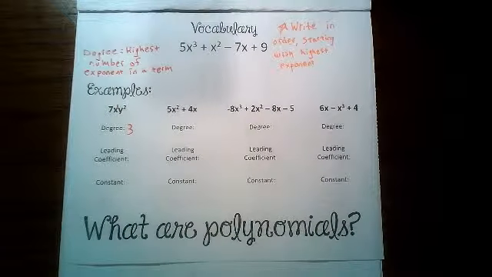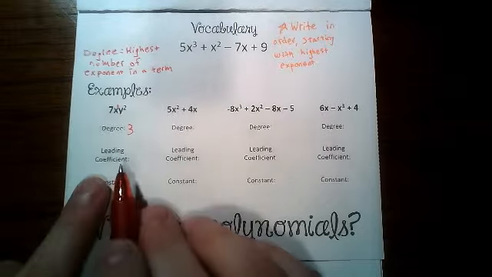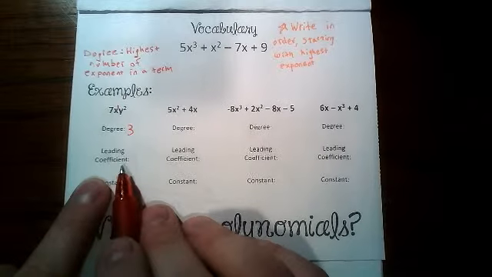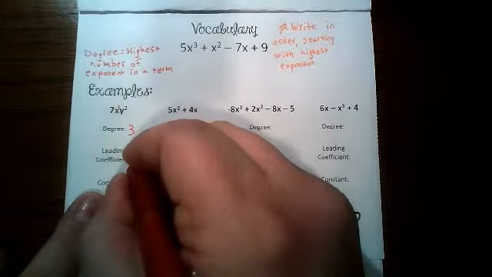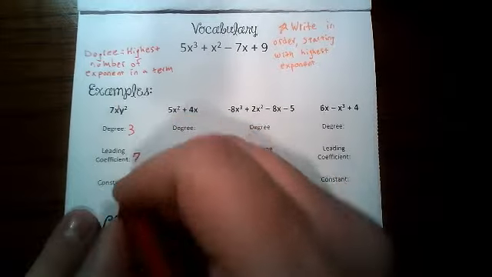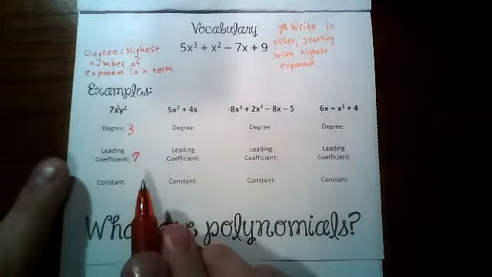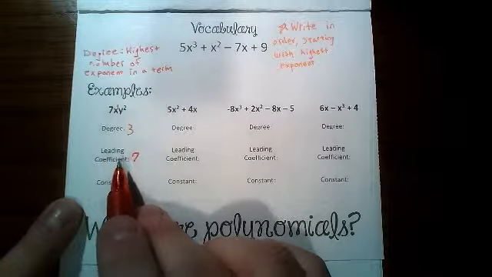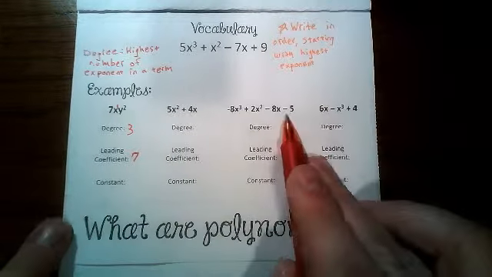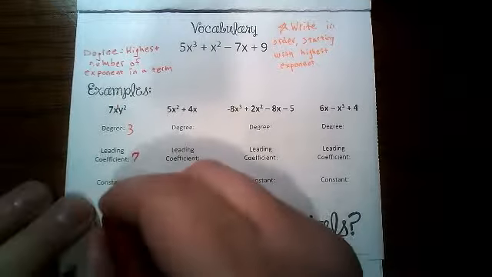The leading coefficient is the number that it starts with. So the coefficient on it is 7. So the leading coefficient here is going to be 7. And the constant, well, this one doesn't have a constant, right? A constant would be like if there was +4 or +4 and -5, those are called constants. So this one, there's none.